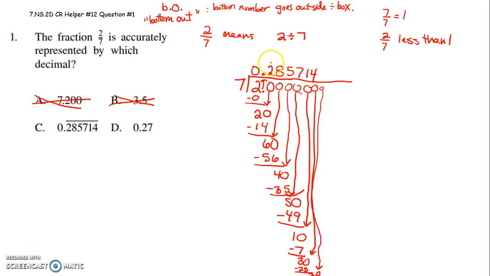So our answer is 0.285714 repeating. I don't think your long division has that many steps to it. Good luck. Hope that helped.